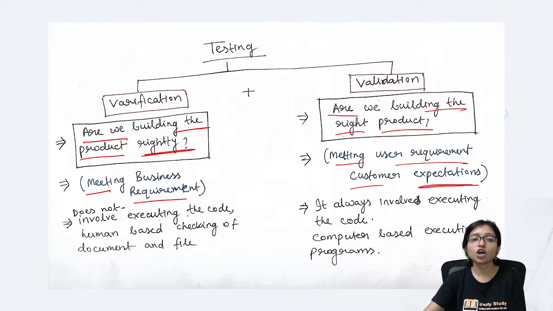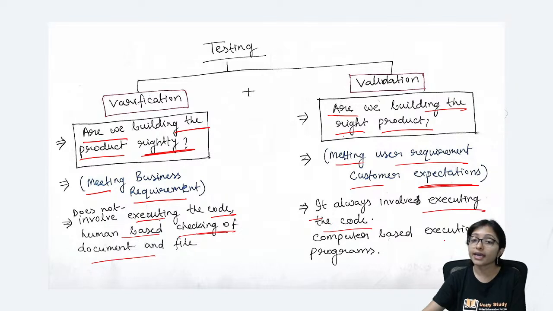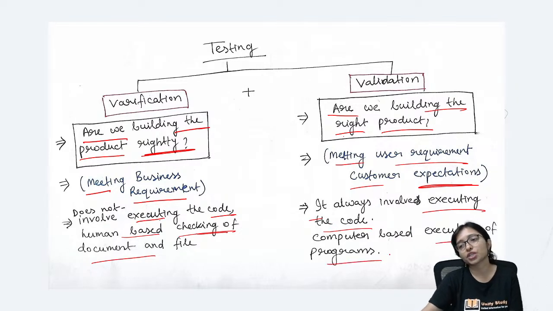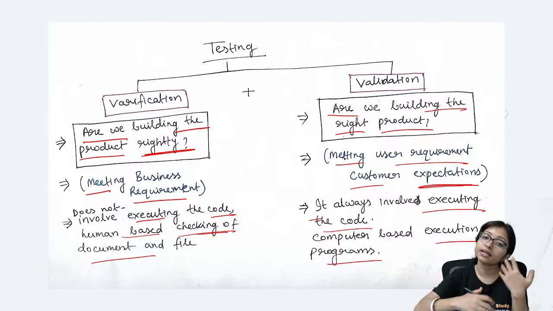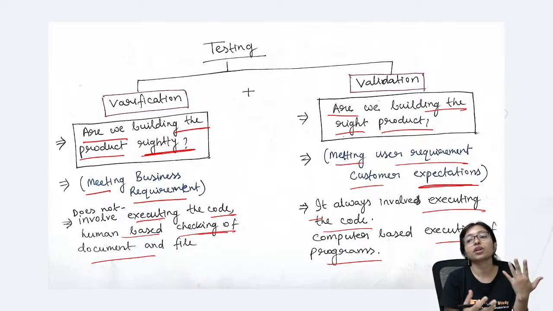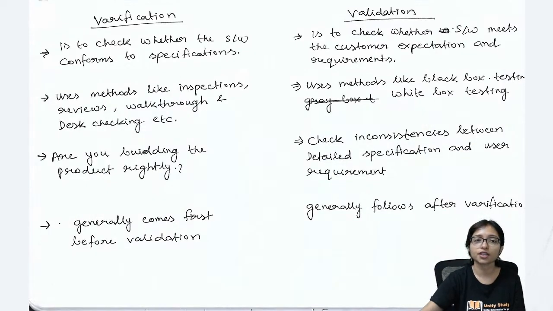Verification does not involve executing code; it is human-based checking of documentation and files. Validation always involves executing the code; it is computer-based execution, where ultimately you are executing the code and checking it. That is verification and validation.